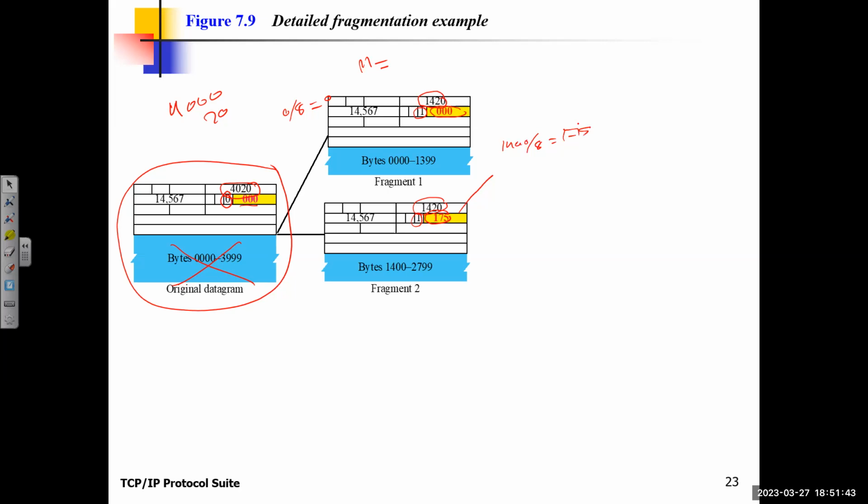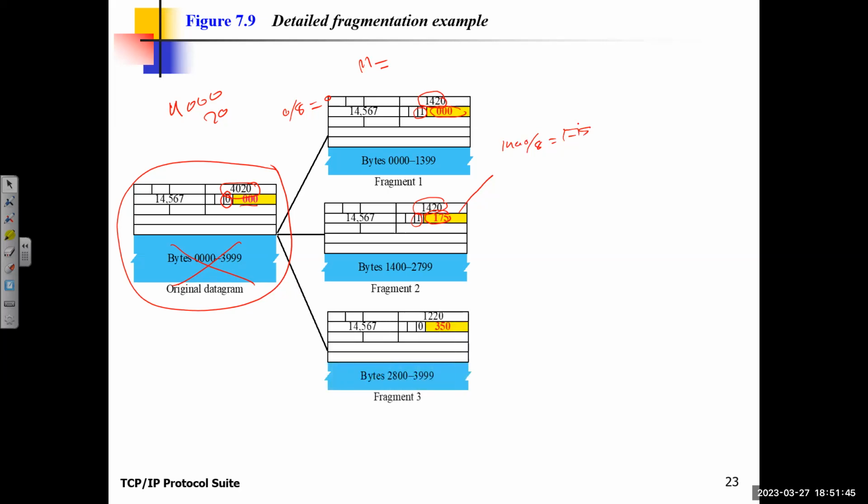8. Okay. Now let's go to the last one. Why is it 1220? Because it's 4,000 data. Already 1400 plus 1400 is done. 1200 left. So that's why the last fragment is 1200. Right? And that's the offset, and that's 0. No more fragments.